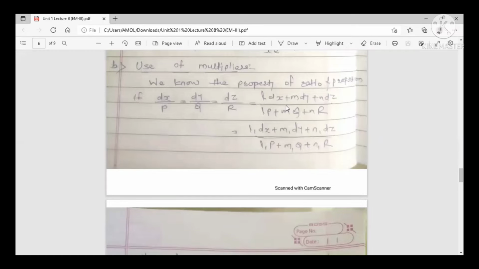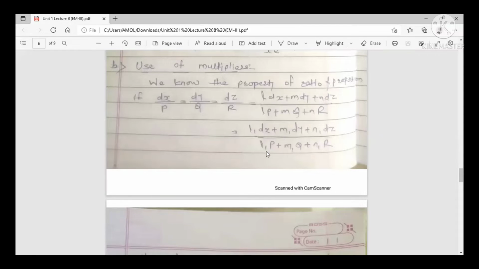LMN is the first set of multipliers. After multiplying P by L, Q by M, and R by N, if we do the addition of all the terms, LP plus MQ plus NR, then it is equal to 0. If it is equal to 0, then LMN is the first set of multipliers. And we are multiplying P, Q, R by L, M, N respectively, so you multiply the numerator also by L, M, N, so that you will get the term L dx plus M dy plus N dz.